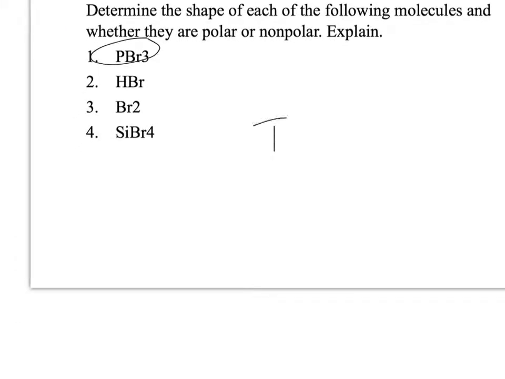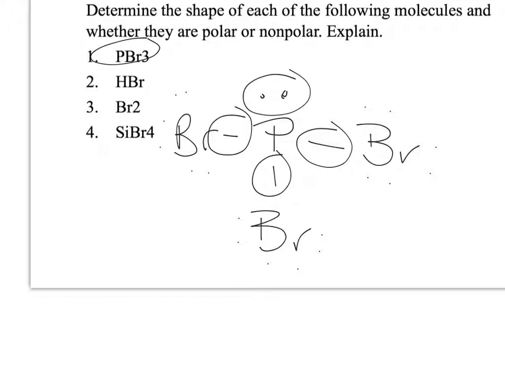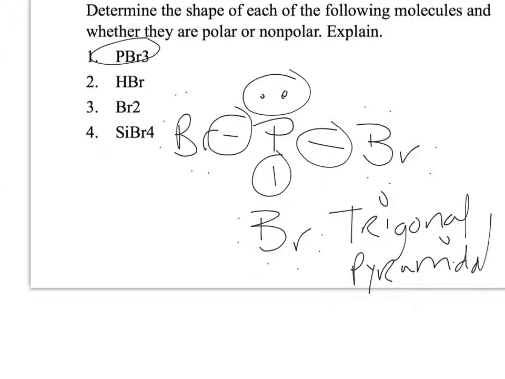Let's start with this one, PH3. Once you do the electron dot formula, it will look like this, with a lone pair on phosphorus. We are going to count the groups. 1, 2, 3, and we have a lone pair over here. The shape of this molecule is going to be trigonal pyramidal. And the molecule is polar. Why? Because of the presence of this lone pair on the central atom.